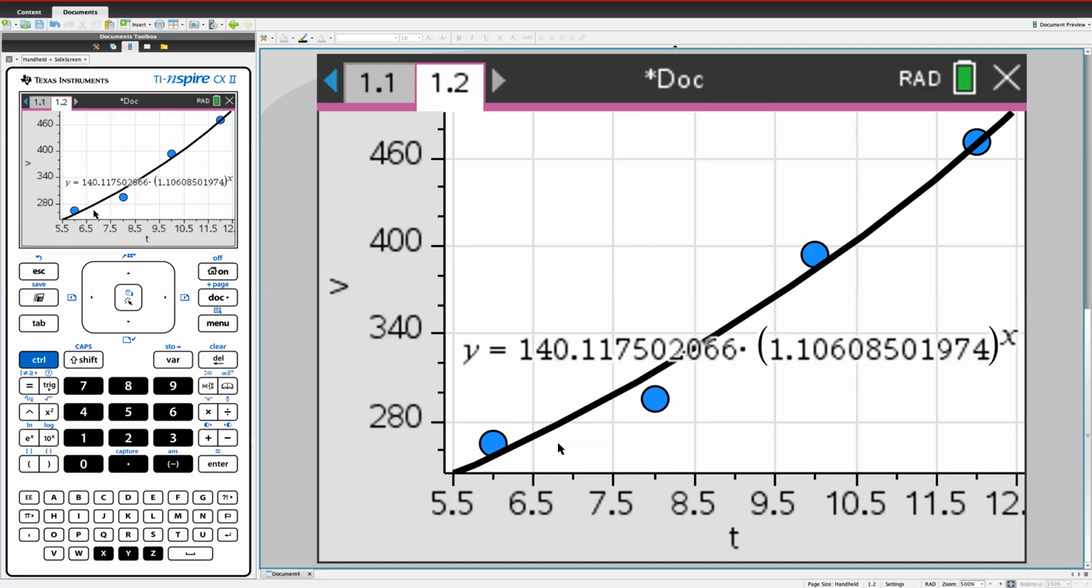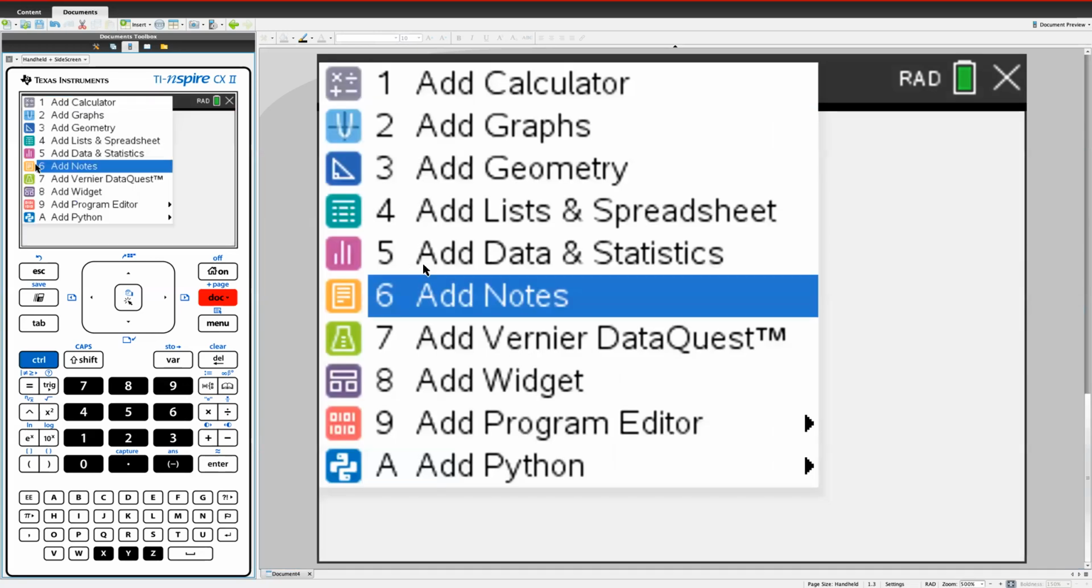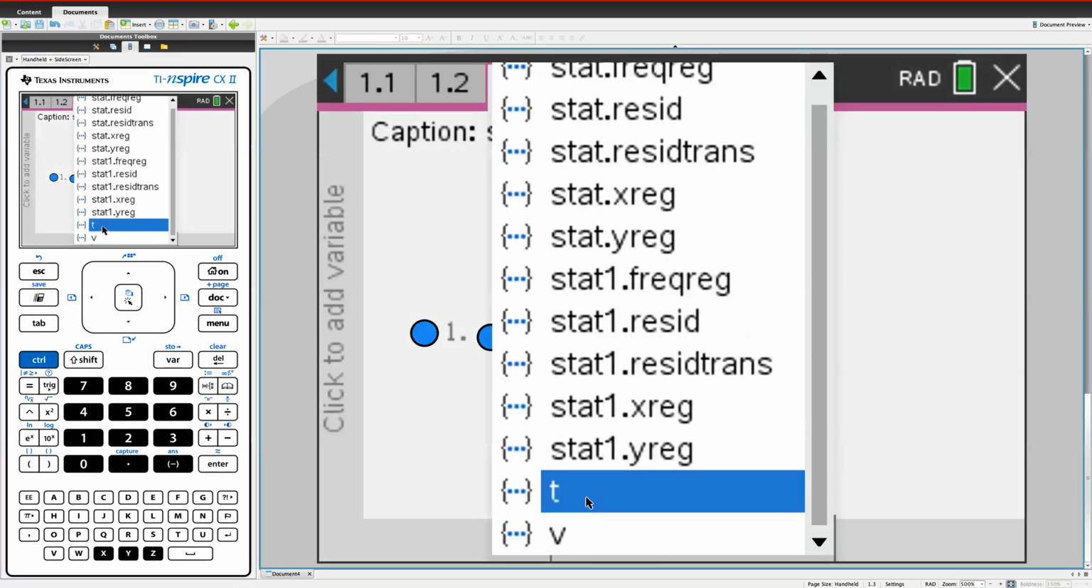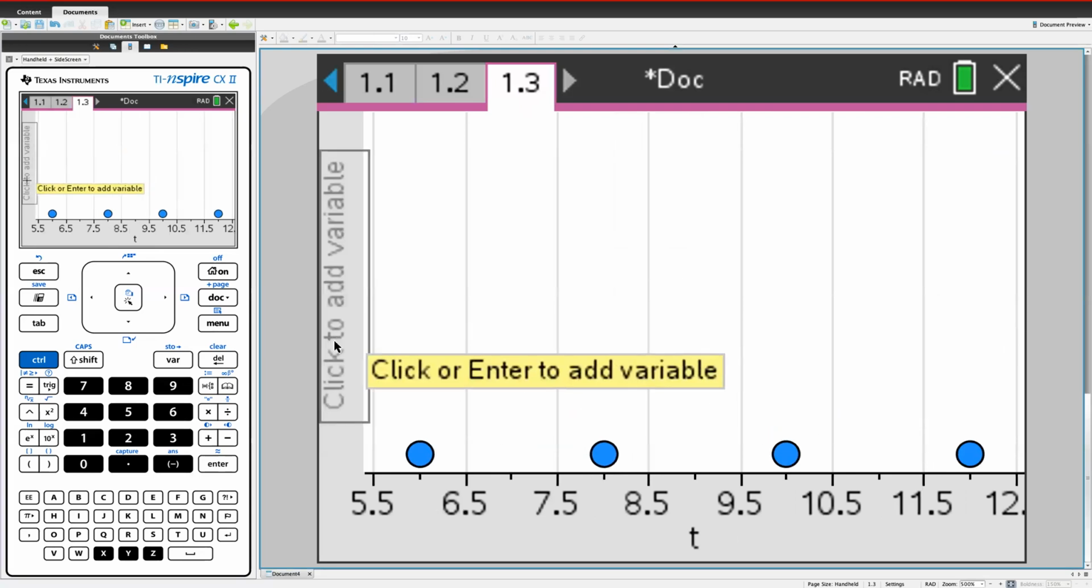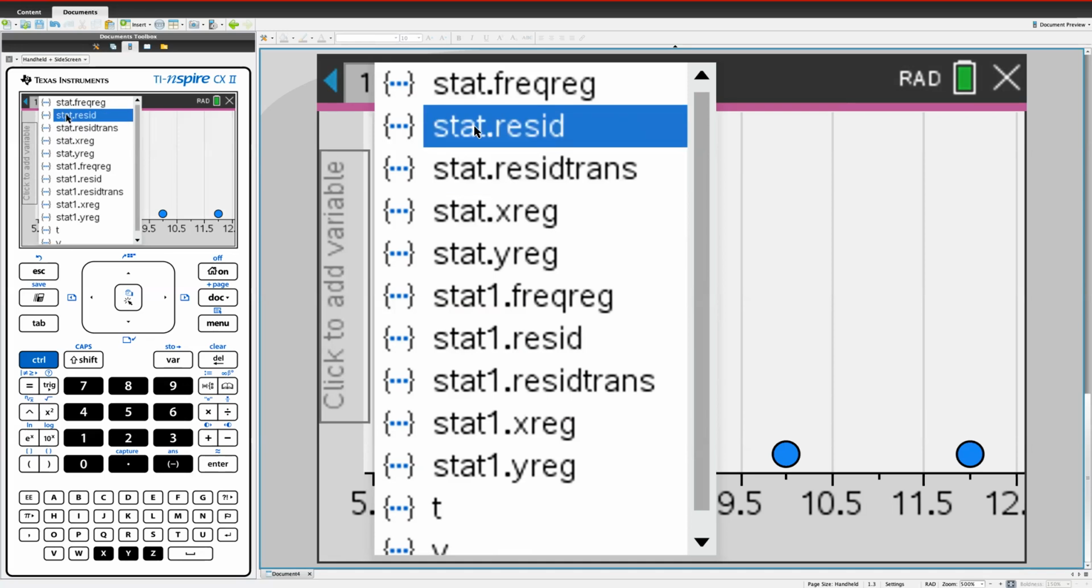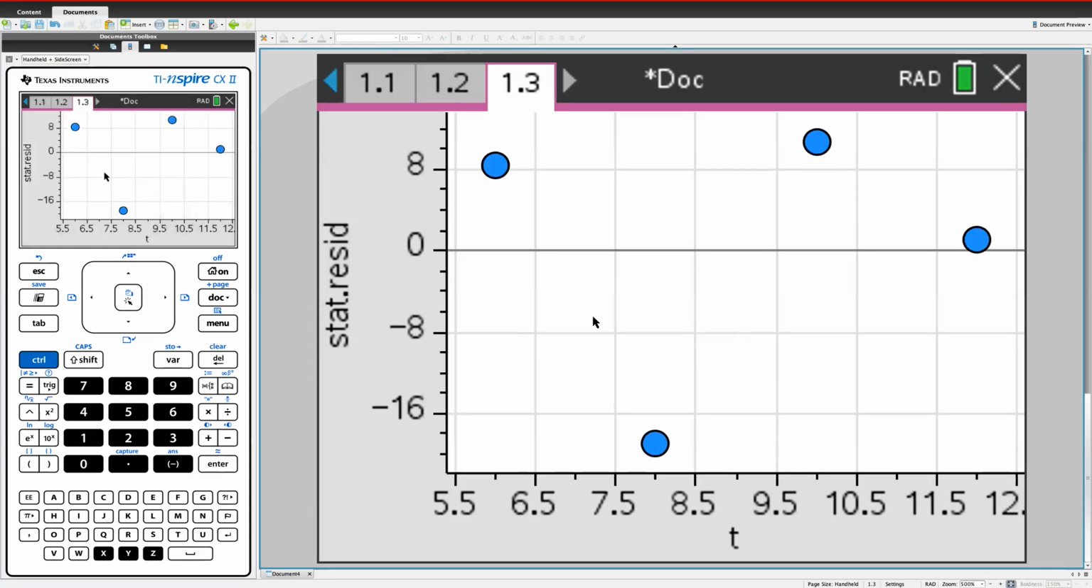Okay, but if you wanted a residual, that's different. This is not the residual plot. I'm going to add another page. You would still go to data and statistics, and I would still leave the X value. The X value never changes, but now I change my Y value. Which one do you think I would choose? Stat dot residuals. And that shows you the residuals.